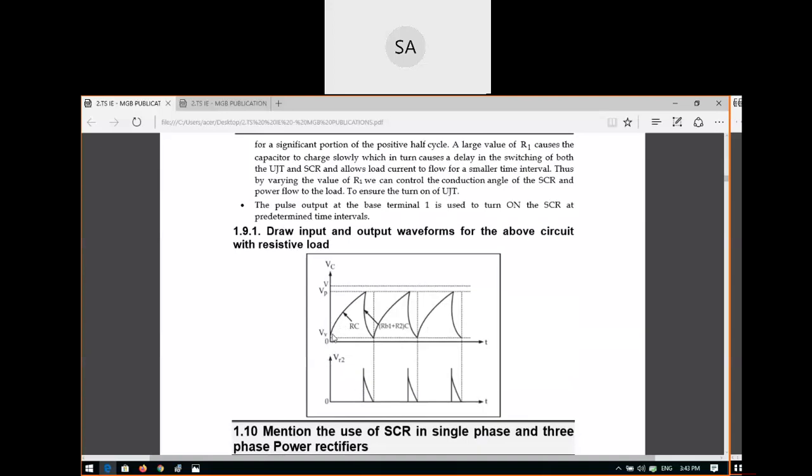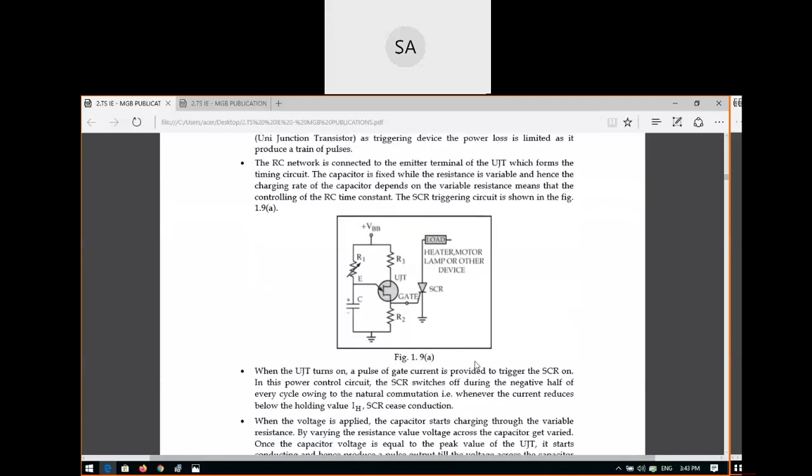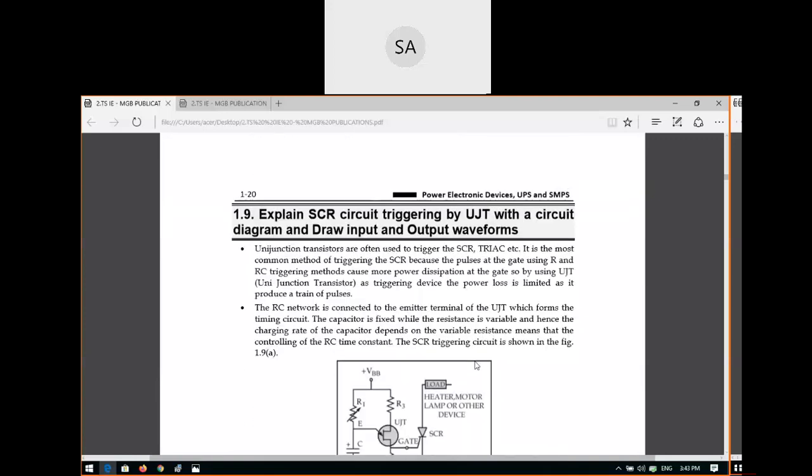The capacitor will have pulses like this, charging, discharging, charging, discharging. Whenever the capacitor reaches the peak value, one pulse will be generated at base 2, a positive peak pulse, and then it will generate the next pulse like this. These pulses are given from base 2 to the SCR, and it will turn on the SCR. Okay, is it clear or not?